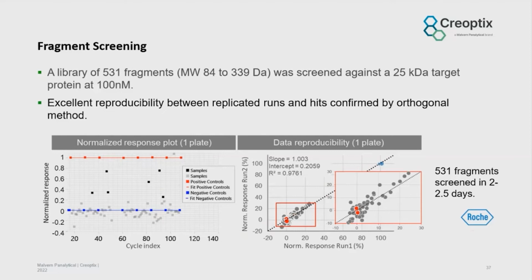So what we're looking at here is a protein amine coupled on a PCH chip. We have a positive control, which was 455 Daltons, and what we're looking at is the reproducibility on the system. So here it was a fragment library of 531 fragments. We have excellent reproducibility between the replicated runs, and these hits were confirmed by orthogonal methods.